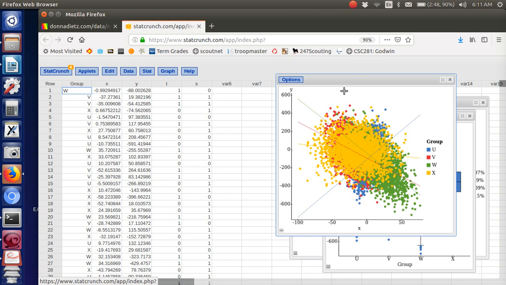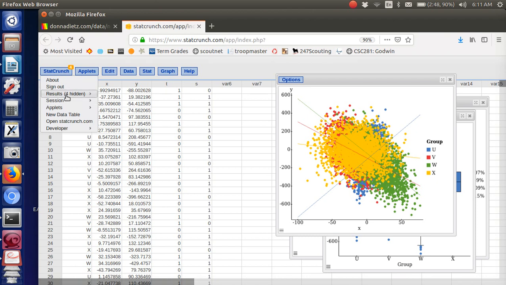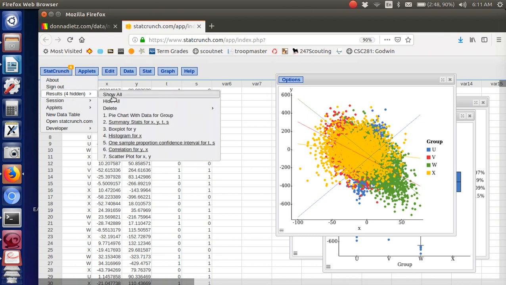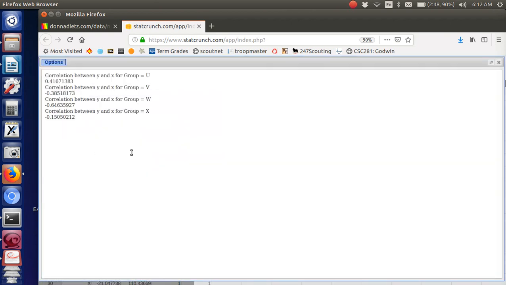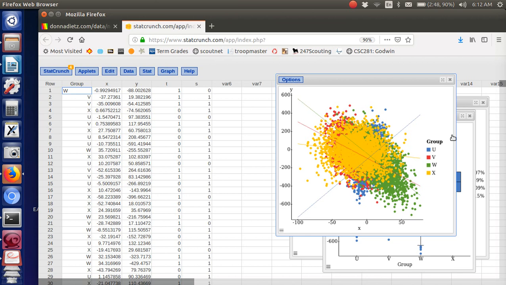And you notice, or did I say that backwards? Let me see. It should be here. The correlations for x and y. See, my memory was wrong. U is positively correlated, so the slope should also be positive. So U is blue, and indeed it has the positive slope, and the other 3 have a negative slope.